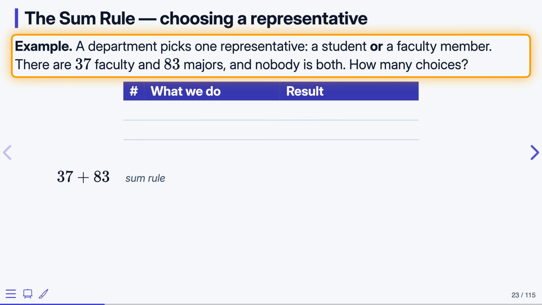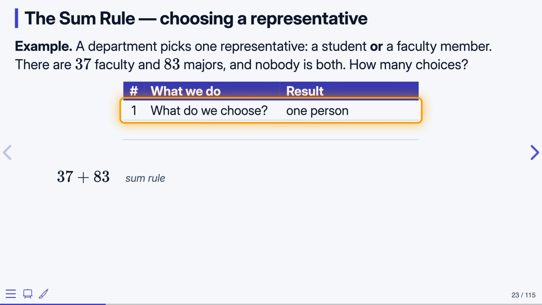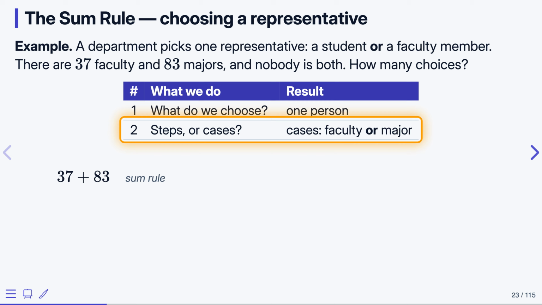Let's work 1. A department picks 1 representative. There are 37 faculty and 83 majors, and nobody is both. Step 1. We choose 1 person to be the representative. Step 2. Steps or cases. The person is a faculty member or a major. That is 2 cases, not 2 steps, so we add.